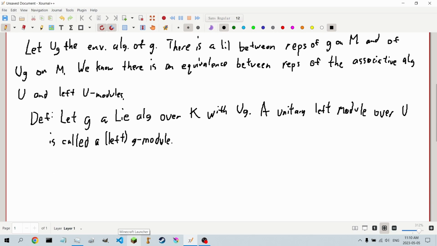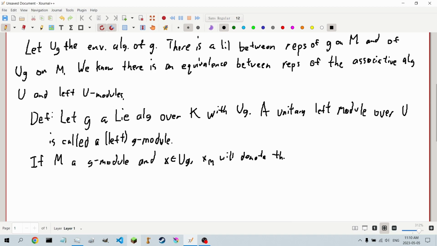Now, if M is a G module, and X is in the universal algebra of G, X_M will denote the homothety of M defined by X. Homothety? I don't actually know what that is. I'm going to have to look that up. Now here's a quick question. What is a homothety? Let's look it up.